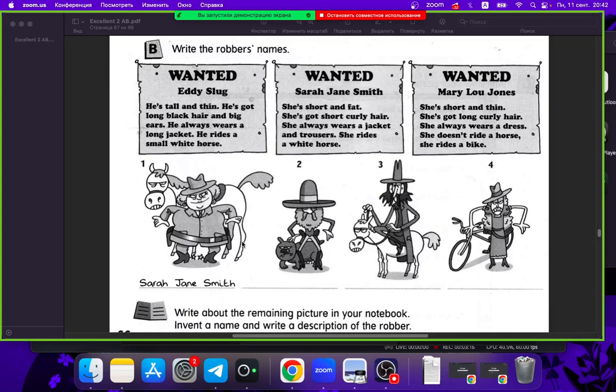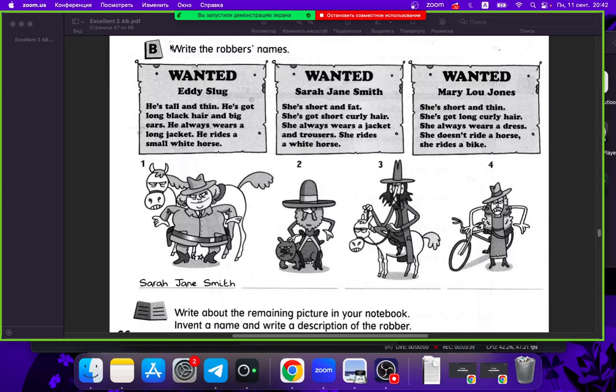There are three wanted signs, and we have to put them together with these four people. And then there will be one more sign. We'll have to describe it and write it on our own. So you'll need a notebook. Take your notebook and a pen. You'll need it later. And now let's read these signs. You'll have to read them with me out loud the way I'm doing it, okay?